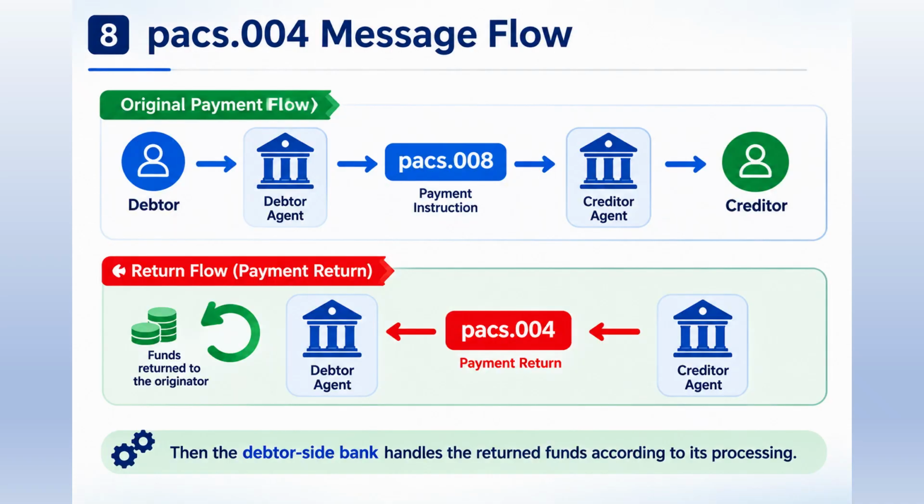Now, let's look at the message flow. The original payment flow is debtor agent, pacs.008, creditor agent, creditor. This is the forward direction of the payment. Now, if the receiving side needs to return the funds, the direction reverses. The return flow is creditor agent, pacs.004, debtor agent. So the key visual idea here is the reverse direction. The payment originally moved from the debtor side toward the creditor side. The return moves back toward the original sending side. After that, the debtor side bank handles the returned funds according to its internal processing.